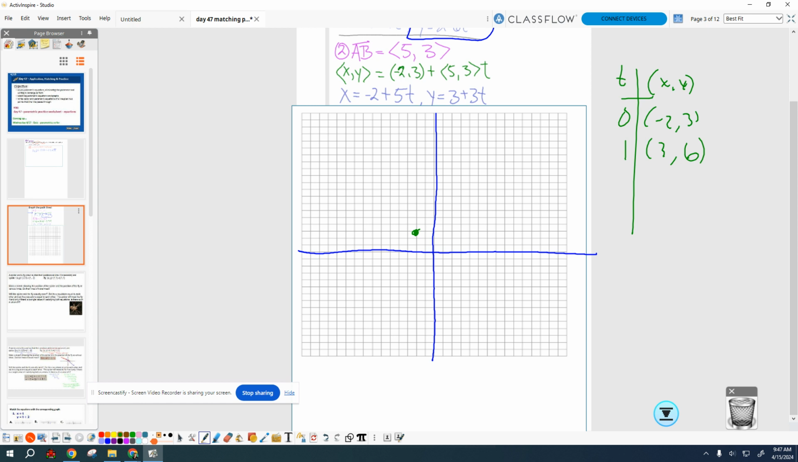But he also said, just as a dot, do the vector, move over 5: 1, 2, 3, 4, 5, and up 3: 1, 2, 3. And that's my path. Did that give me the coordinate 3, 6? Yes. Is it a coincidence or does math work? I like this. Math works. Yeah, math works. I love it when that happens.